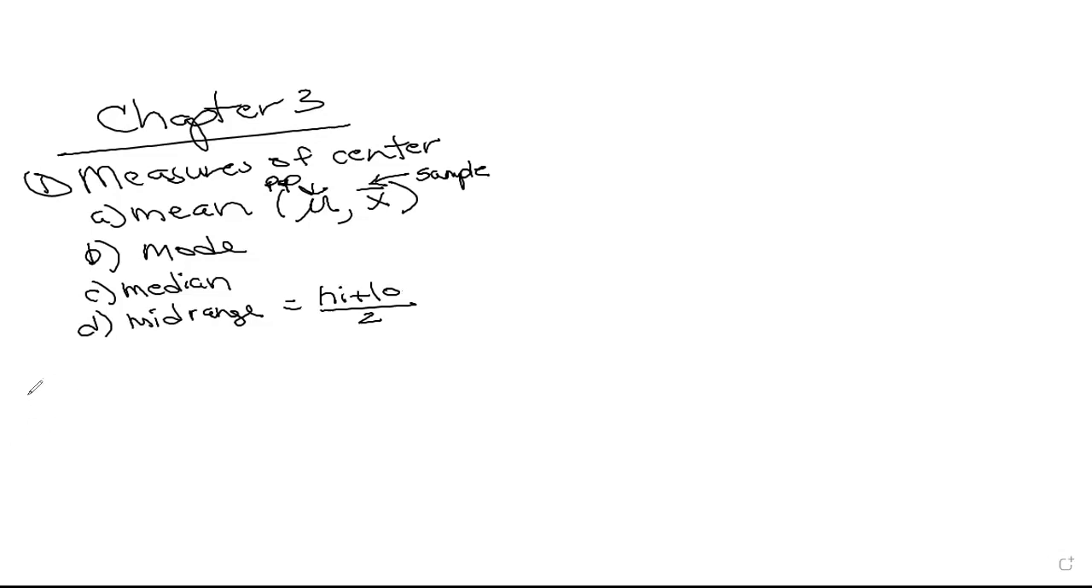Now, you've also got to be able to find me measures of variation. All right? So your measures of variation basically are, you've got to be able to find me your standard deviation.